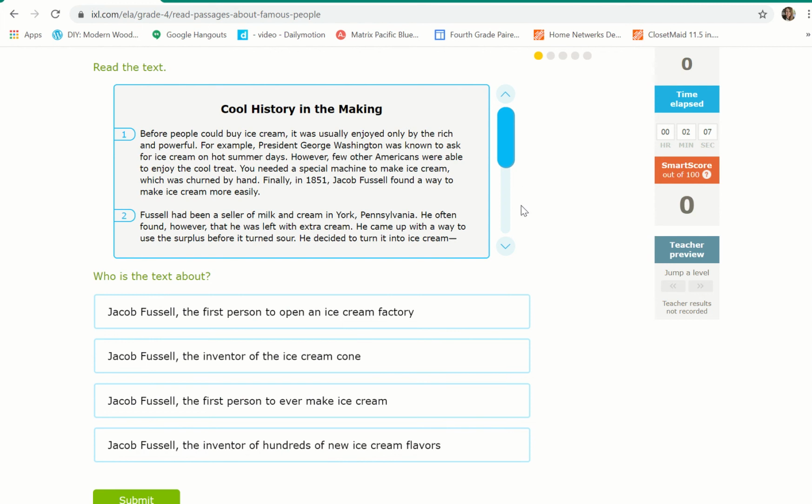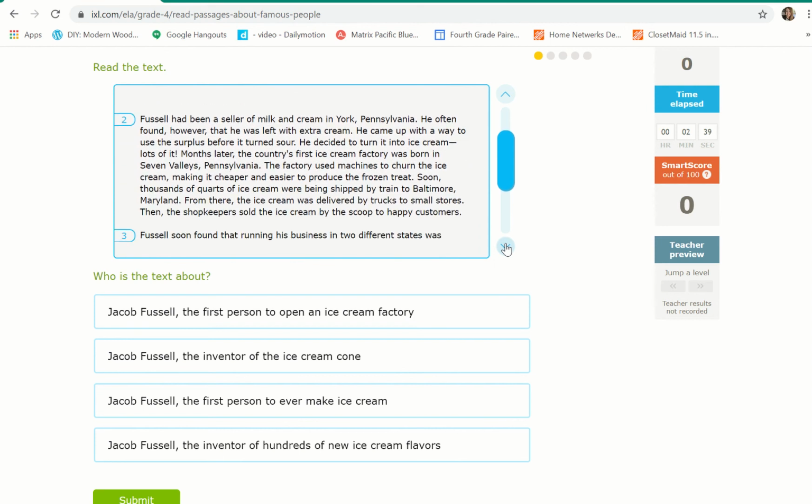Cool. History in the making. Before people could buy ice cream, it was usually enjoyed only by the rich and powerful. For example, President George Washington was known to ask for ice cream on hot summer days. However, few other Americans were able to enjoy the cool treat. You needed a special machine to make ice cream, which was churned by hand. Finally, in 1851, Jacob Fussell, I'm pretty sure it is, found a way to make ice cream more easily.